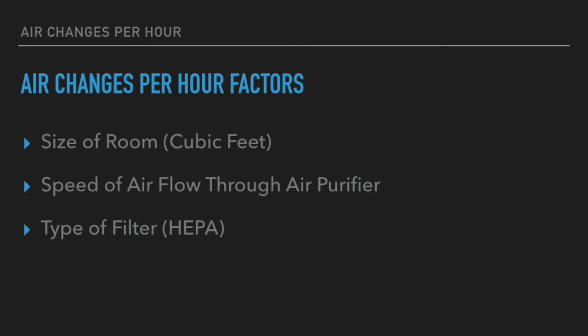Secondly, the speed of the airflow through the air purifier is important as well, and this is measured in cubic feet per minute. Lastly, the type of filter. Obviously, using a HEPA filter is what we need to air purify for things that are airborne diseases.